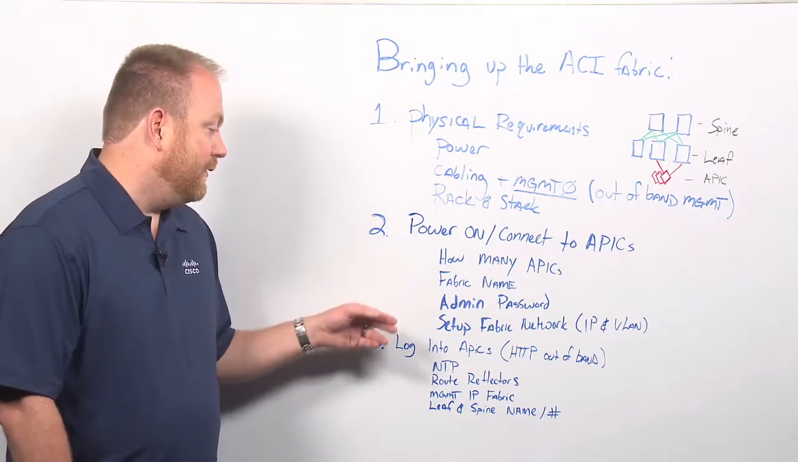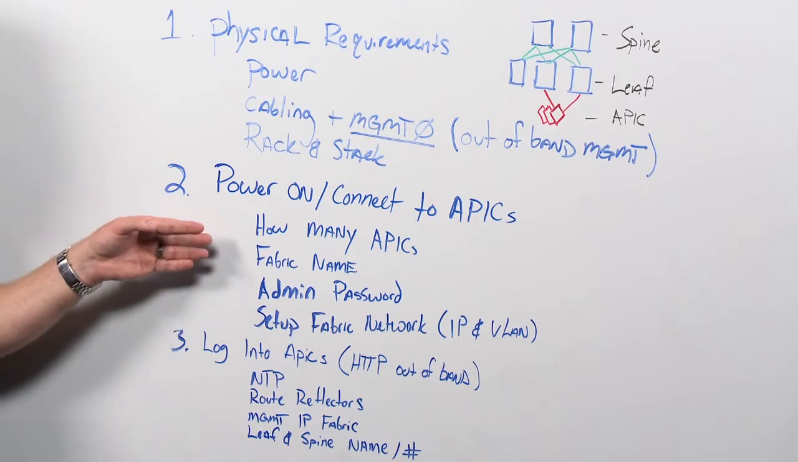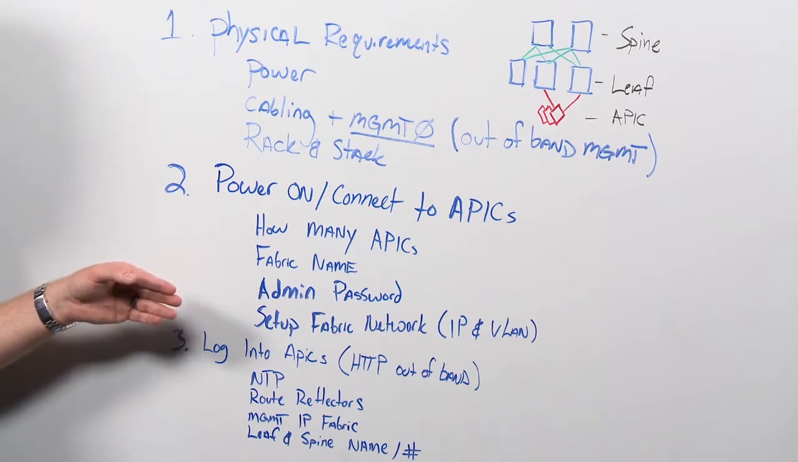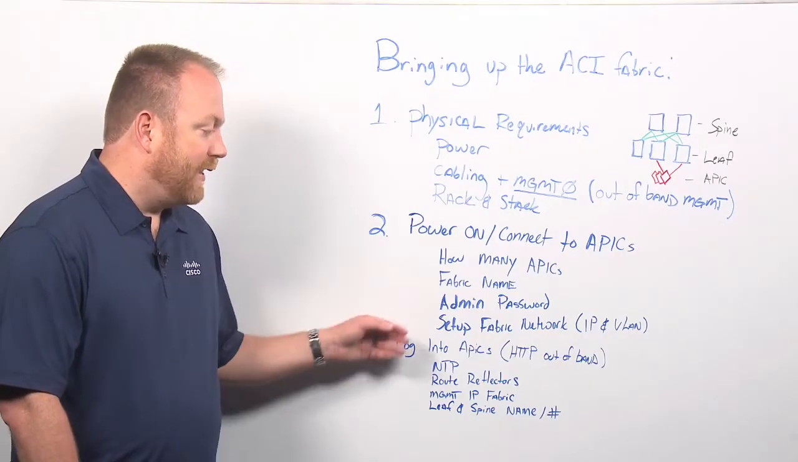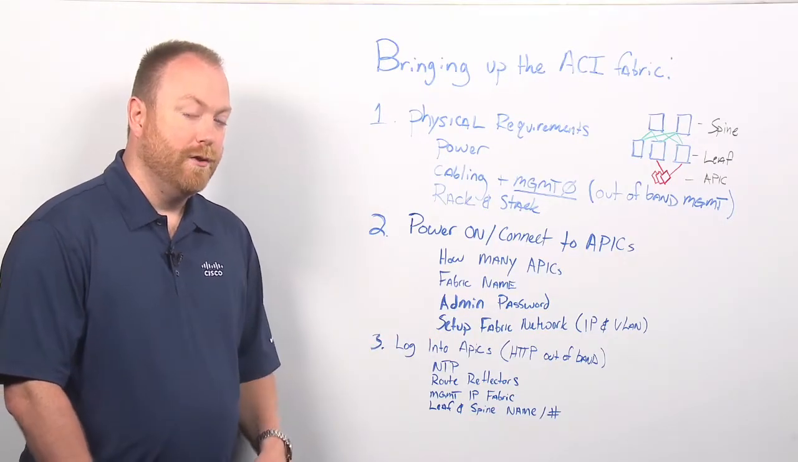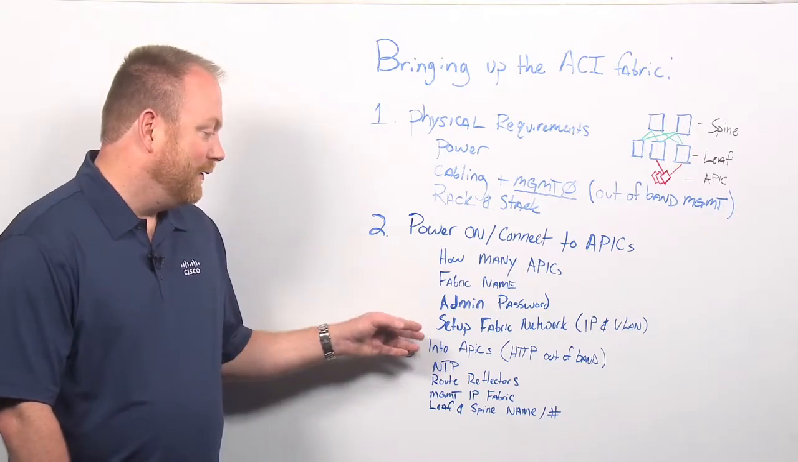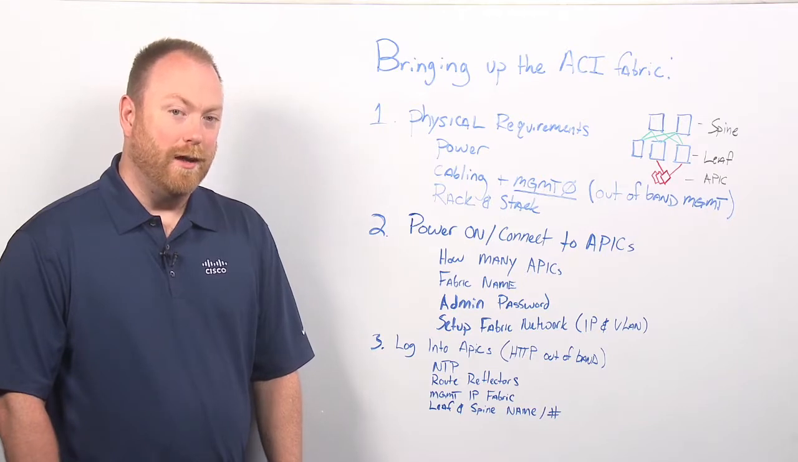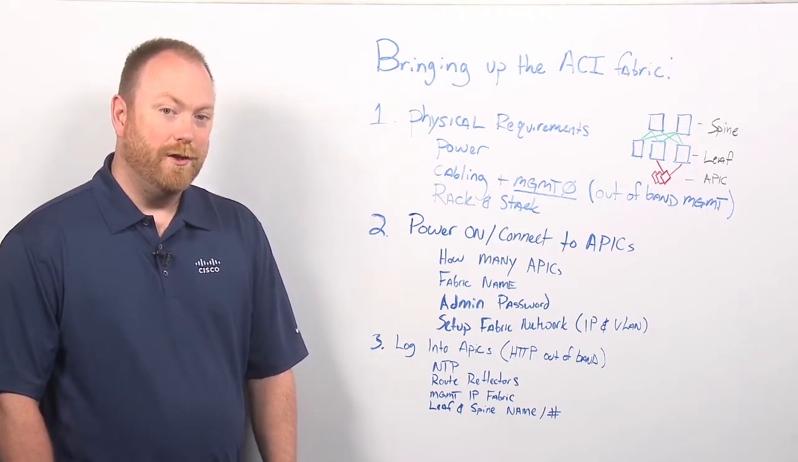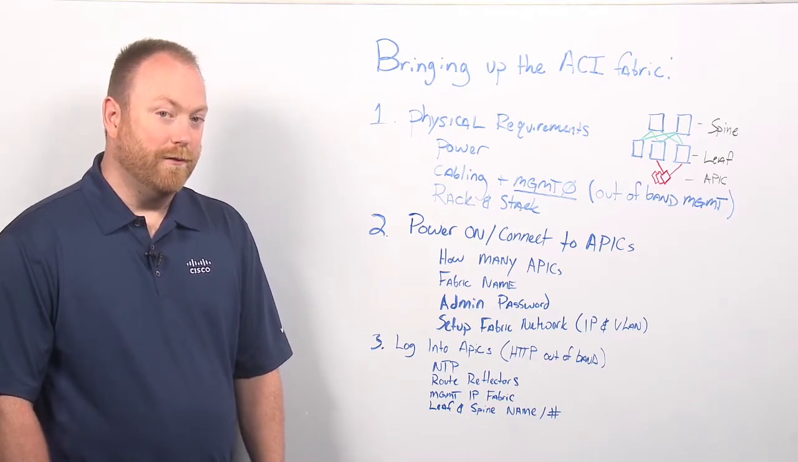First of all, I'm going to need to know how many APICs that I have in my configuration. I'm going to have to give the fabric a name. I'm going to have to assign an administrative password, and I'm going to have to configure IP addressing and VLAN information for my internal fabric network. It's okay to take the defaults for some of this configuration, especially for the IP addressing and the VLAN for the internal fabric, as long as they don't overlap with any reserved VLANs in your environment or any of the IP addressing already inside of your environment.